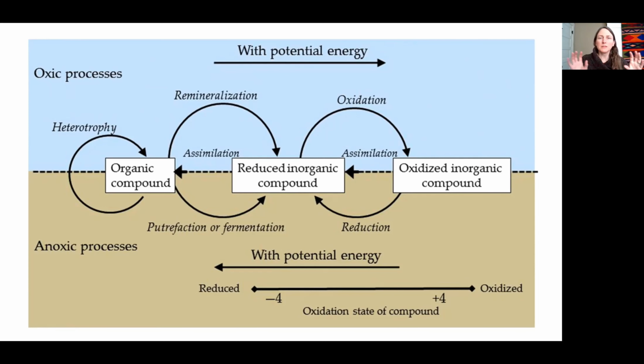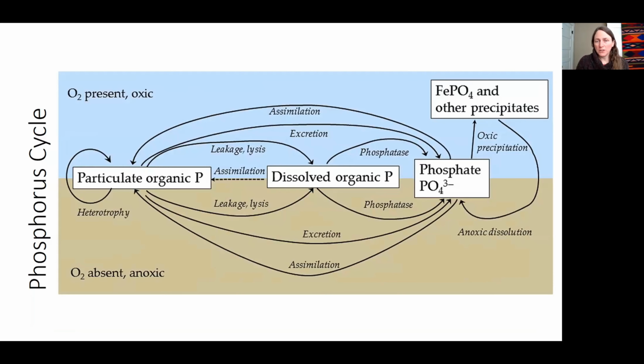And so this is just a nice way to think about it. When things are moving to the right in the top part of the graph, they're going with potential energy. And when they're moving toward the left in the bottom part of the graph, they're moving with potential energy. So with that in mind, we can look at something like the phosphorus cycle.